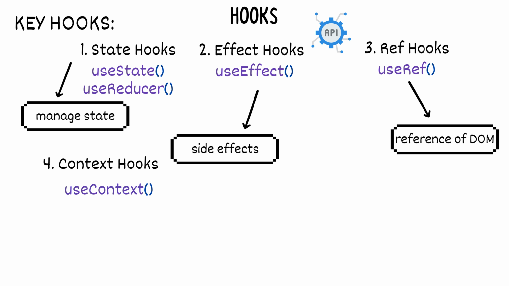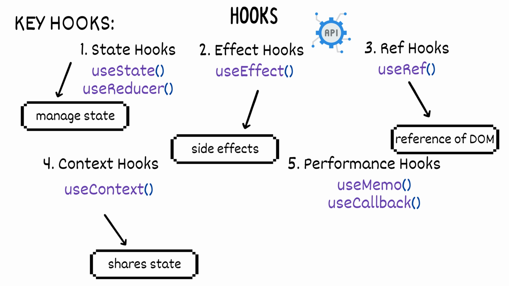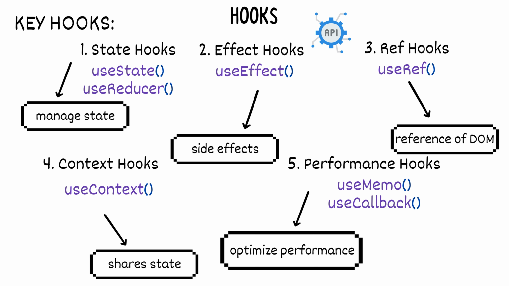Context hooks, such as useContext, share data across components and let you use data passed through React context. And performance hooks, like useMemo and useCallback, can optimize performance by preventing unnecessary work.